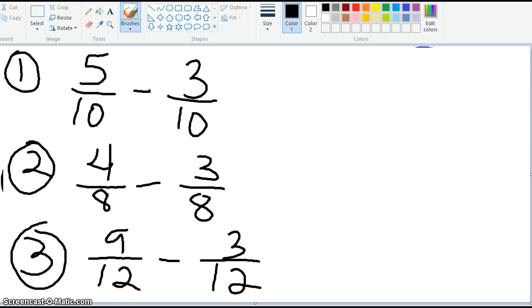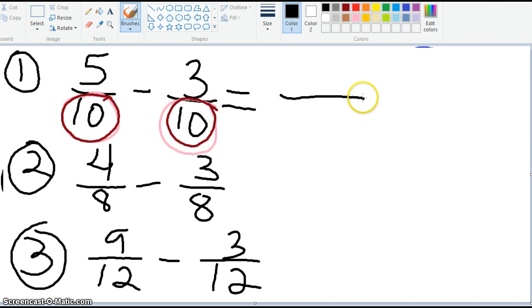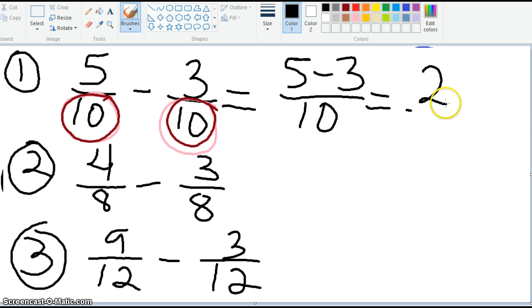Okay, great. So hopefully you've all had a chance to work on these 3 problems. So let's talk about what solutions you should have come up with when solving these 3 problems. For the first one, I'm going to rewrite this problem. The first thing I should note is that my denominators are the same. So I'm going to simply rewrite this problem as 5 minus 3 over 10, which now becomes 2/10.